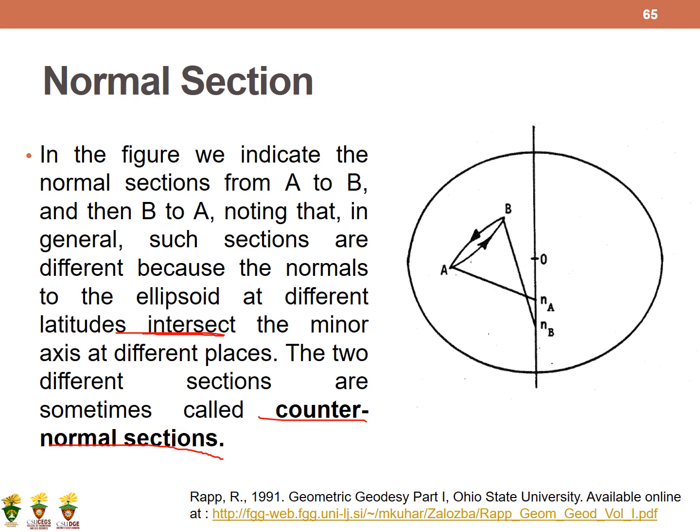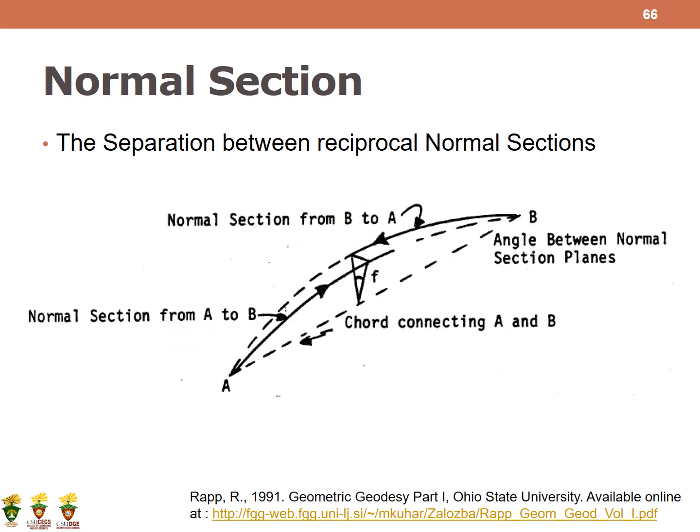Now, these different sections that we see in the figure are what we call counter-normal sections. So here is an example of normal sections on different surfaces of the earth. This is only an introduction. We're not going too deep into this part of the discussion. So this is an example of a separation between reciprocal normal sections.